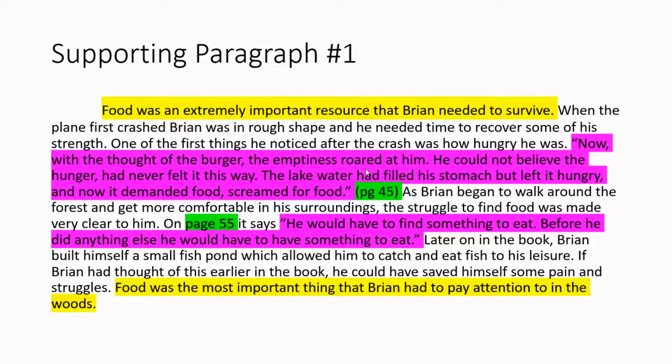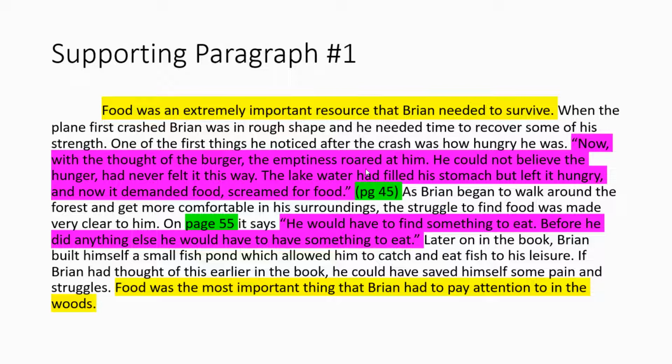Now, I added a quote in here, and I have a reason for all these colors. So the very first line of my paragraph is my topic sentence, or my introductory sentence, and this is the sentence that tells me, the reader, and anyone that's doing any work with this, that this is what I'm trying to argue in this sentence specifically. Food was an extremely important resource that Brian needed to survive. Okay, so that's the point I'm trying to argue.